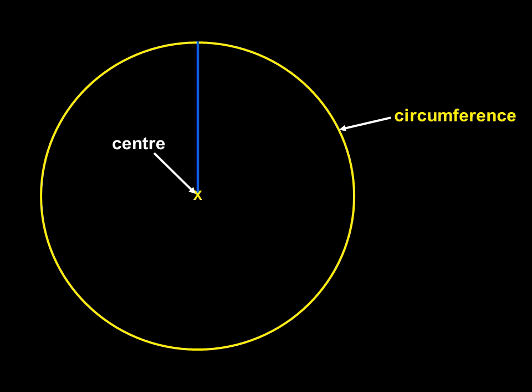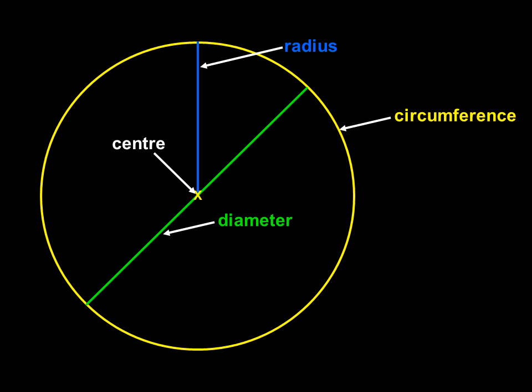of the circle. The green line, which divides the circle equally into half, passes through the center of the circle. This green line is called the diameter of the circle.